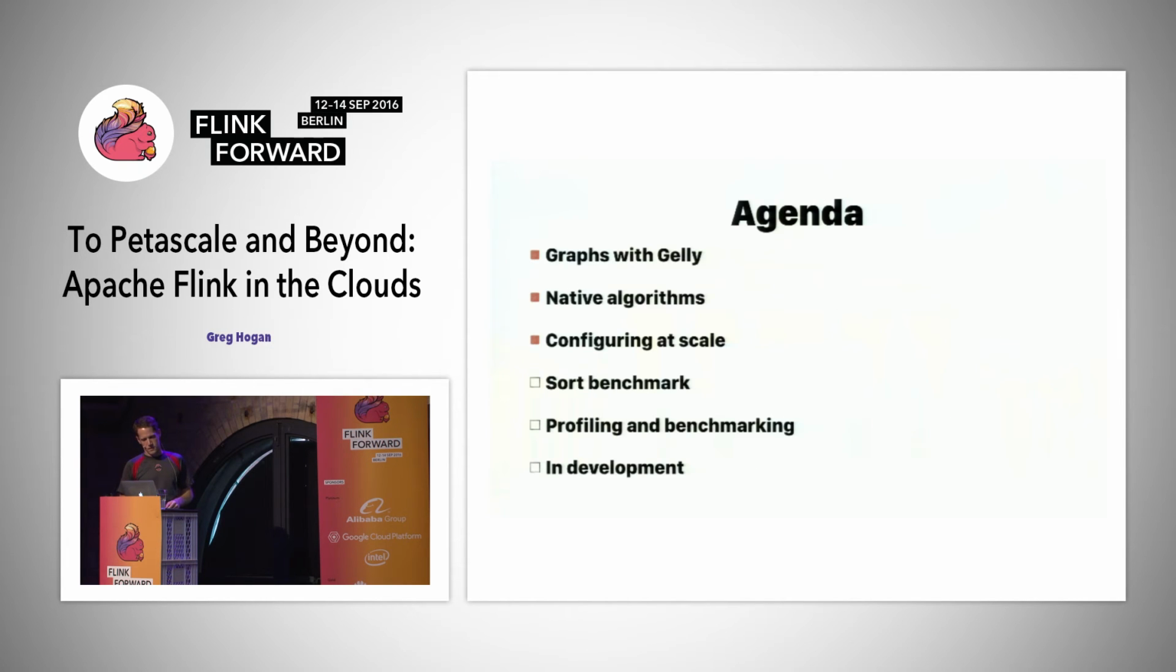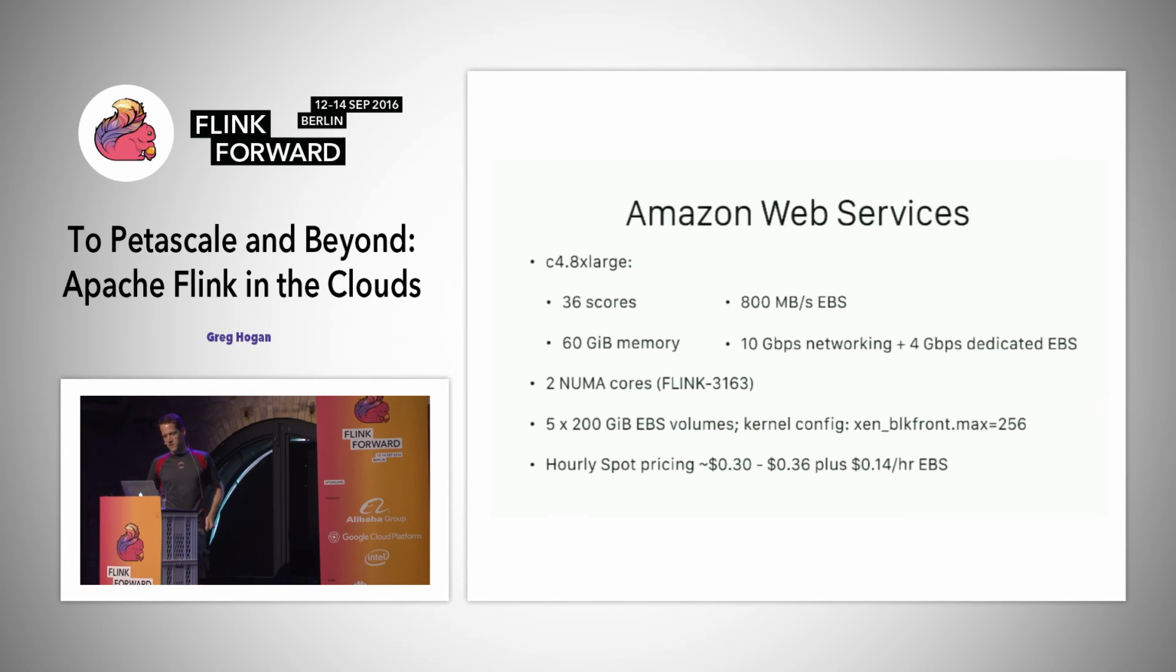So, some configurations at scale. I work with Amazon Web Services. My instance of choice is the C4. This is their modern compute instance. They have 36 virtual cores. That must be a change there.